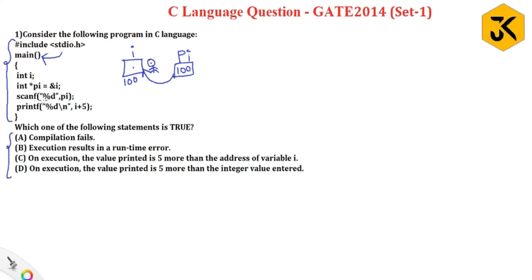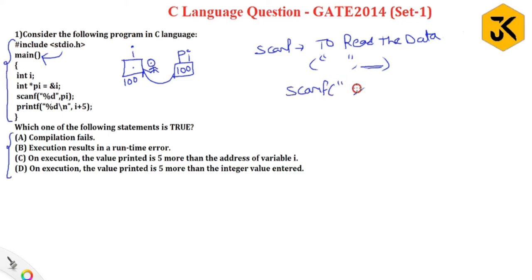Next, immediately they have written a scanf statement. The scanf statement is meant to read data from the user. They have written scanf("%d", pi). You know scanf accepts two parameters: one is the format specifier, and another is the address where the value is stored. Here they have written %d as the format specifier and then pi, which is a pointer variable. Generally what we will observe is scanf("%d", &i).